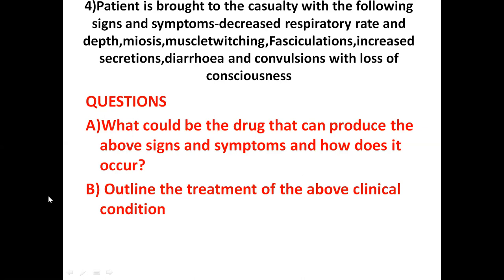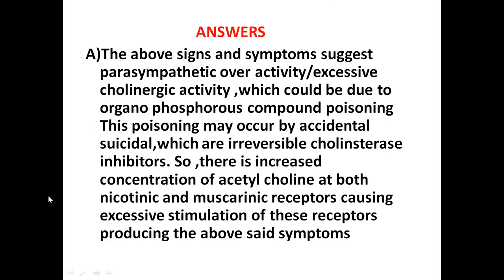You see this muscle twitching, fasciculations, increased secretions, diarrhea, and convulsions. Miosis is there. Okay, we model the answer. A, the above signs and symptoms suggest parasympathetic overactivity.